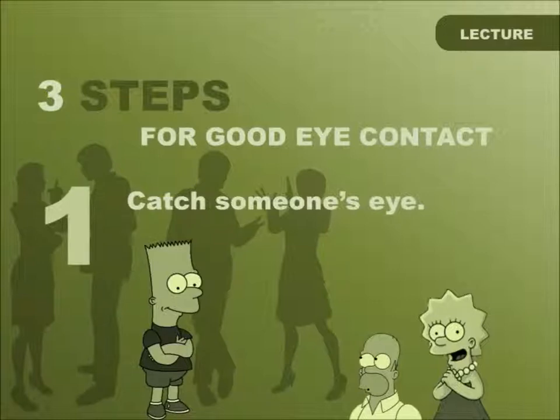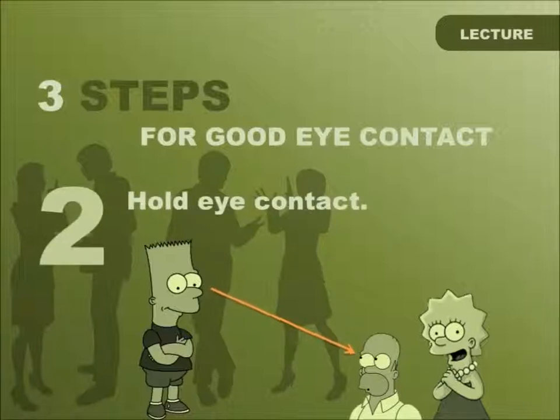Okay, here I'm going to introduce 3 steps for good eye contact. First, catch someone's eyes. Okay, so just choose one of the audience members and make eye contact with him or her. Okay, so maybe if you're too scared and too nervous, maybe you can find one of your friends in the audience and try to catch his or her eyes first. Okay, catch someone's eyes, and next step is hold eye contact. Okay, keep your eye contact at least for 3 seconds.